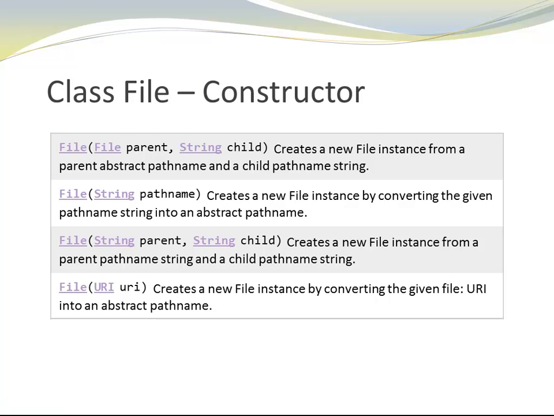Let's have a look at the four constructors. I can pass the path name as a string, and based on that create the instance of my File. I can pass the path of the parent as a string and the path of the child as a string, or maybe the path of the parent as a File, which really is a path, and then the path of the child as a string. I could also pass a URI.